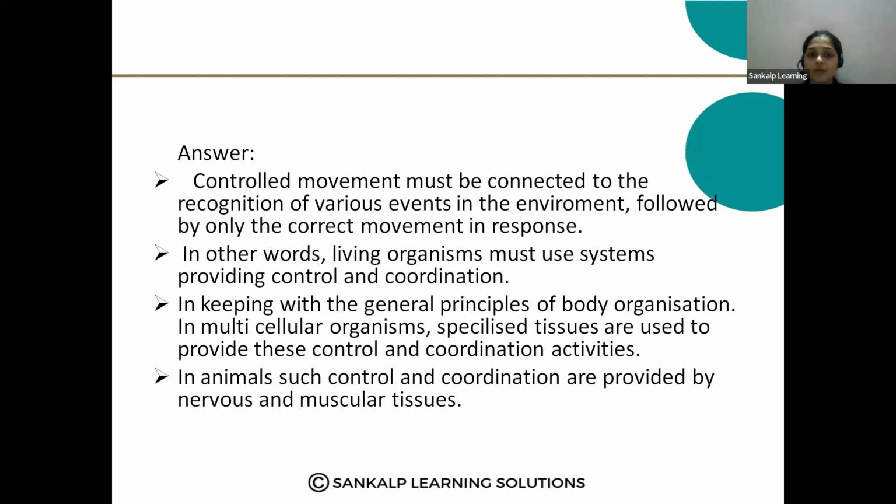And the hormones. So the answer is: controlled movement must be connected to the recognition of various events in the environment. So a control and coordination system is needed for our body. What is the reason? Because when changes occur in the environment, our body must respond to that. So that is connected with the changes that occur in the environment.